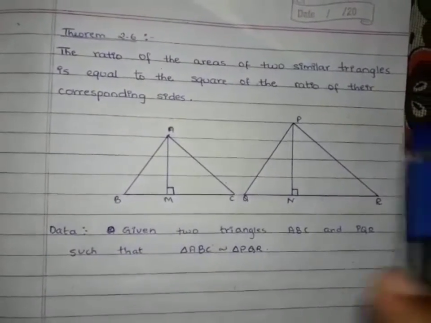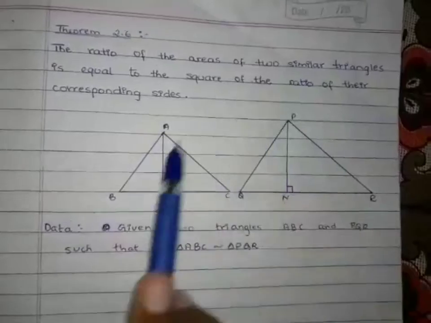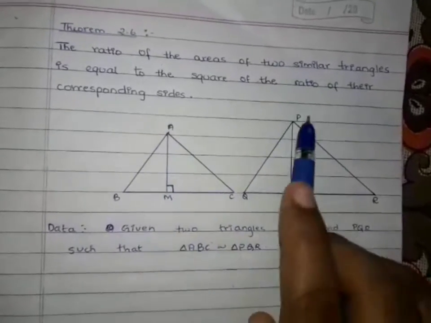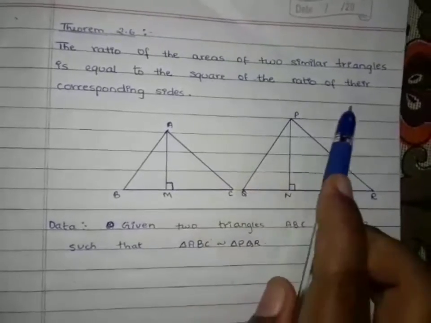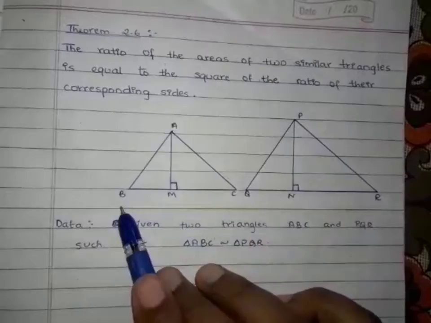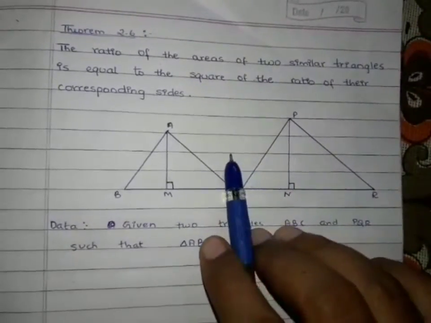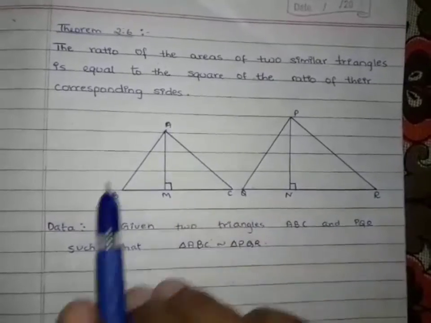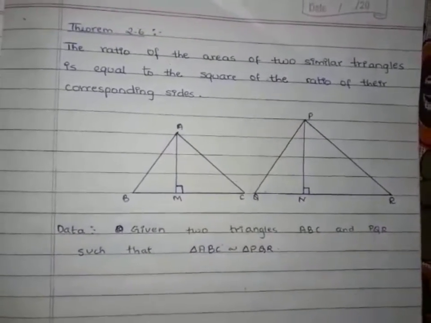We have to prove that the ratio of the areas of two similar triangles, that is area of ABC by area of PQR, is equal to the square of the ratio of their corresponding sides. Square of the ratio in the sense AB square by PQ square, or else we can consider AB by PQ the whole square, okay, is equal to the ratios of the areas. So let us write what we are supposed to prove.